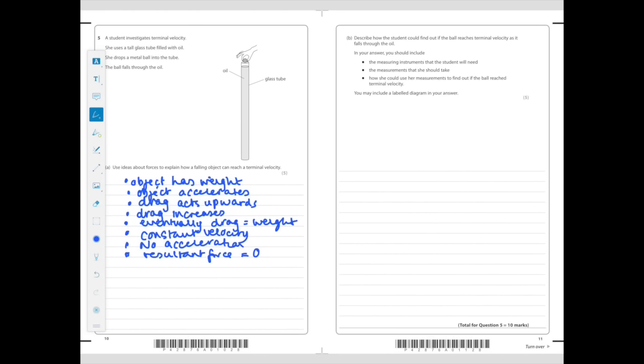In terms of the measurements taken, you need to take a measurement of time for the amount of time that it took for the ball to pass between 2 points. You obviously want to work out that distance using your ruler, and then repeat and calculate an average to increase the reliability. To make it even more specific, you could have used a light gate. And then lastly, once you've worked out the distance and the time, you can calculate speed using speed equals distance divided by time.